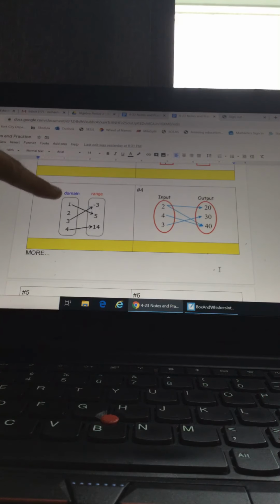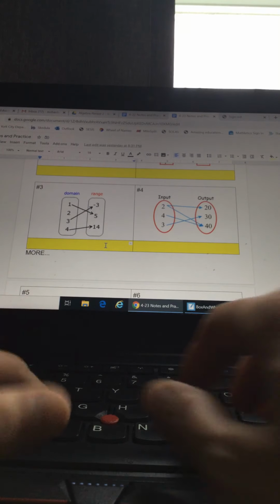So this one, we have 1, 3, and 4. 2 has no arrows, but that's okay. You just cannot exceed 1 arrow. So you can't have more than 1 arrow. The fact is 0 doesn't do anything. So because the 1 has 1 arrow, the 3 has 1 arrow, and the 4 has 1 arrow, this is a function.